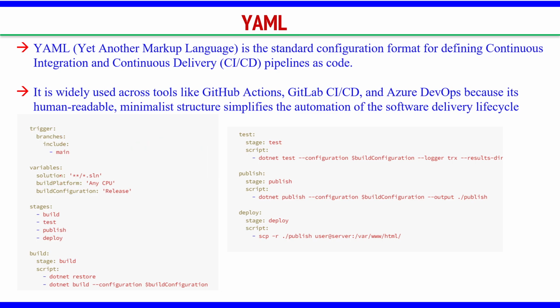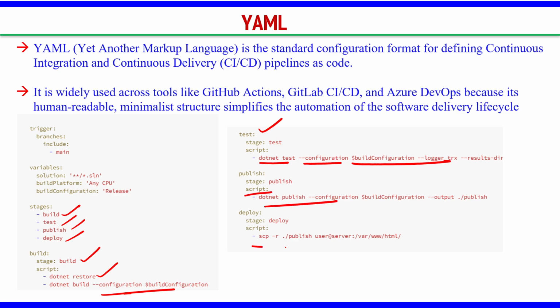Variables: solution, build platform, build configuration. Stages: build, test, publish, deploy. Then in the build stage, the script is .NET restore, .NET build. I wrote some commands here. Then the next stage is test. What is the script for that? .NET test --config. This is the command to do the testing. Then I have another script, then for deploy I have another script.